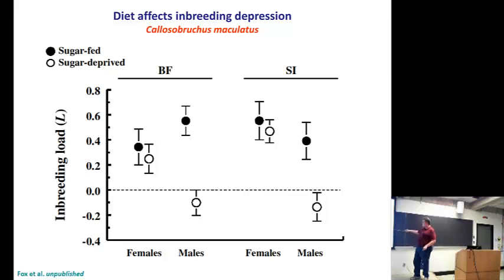If you give beetles access to sugar water as adults, here are males that have no access to sugar water, our standard laboratory conditions. See the big sex difference here. Give them access to sugar water, and all of a sudden, genetic load is expressed just like it is in females, in two different populations. Big effect of diet on males, but not on females. Mating affected females, but not males. Diet affects males, not females. So what the heck's going on?